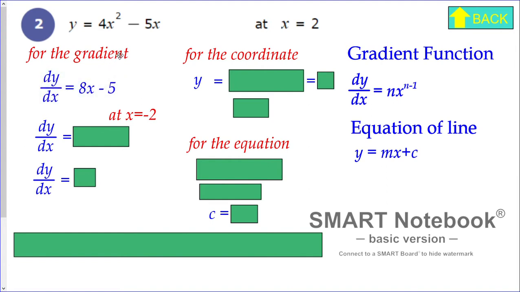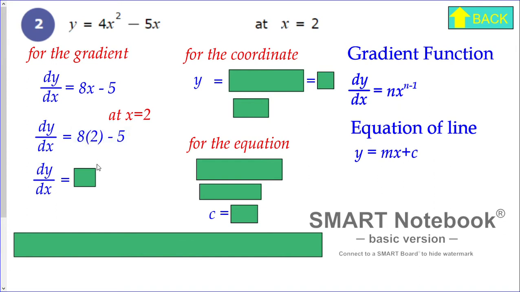So, in previous lessons, we bring down the 2, multiplied by 4 to get the 8, and we subtract 1 from the exponent. That gives us 8x take away 5. Because the exponent is 1 here, it drops off. So we have 8x minus 5. The gradient we're looking for in this question is at x equals 2. So, what is it when x equals 2? Let's see what the gradient is.